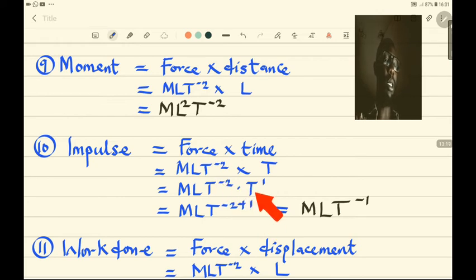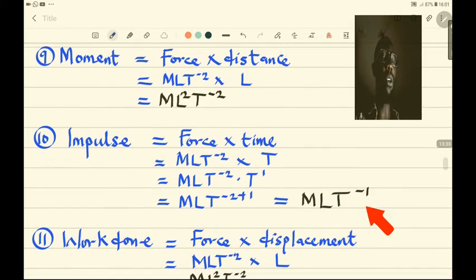This is indices, pure indices there. So it will now become minus 2 plus 1, that will be minus 1. So the dimension for impulse will now be MLT^-1, because minus 2 plus 1 is minus 1. So the dimension for impulse is MLT^-1.